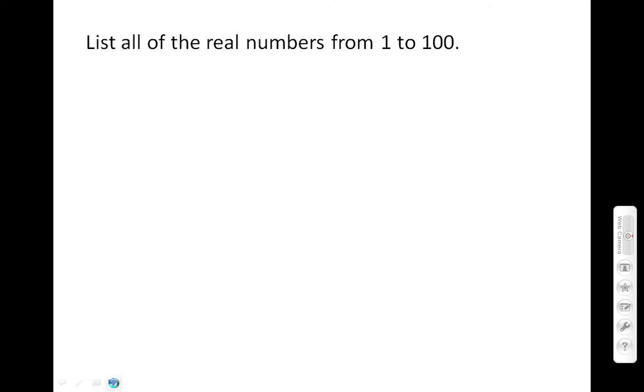This lesson is interval notation. Here's a question for you. It says, list all of the real numbers from 1 to 100. Okay, so you could try to do that. I could say, all right, the number 1. Then I could do the number 2, and the number 3, and the number 4, and the number 5, and the number 6. But the question is, is this really all of the real numbers?